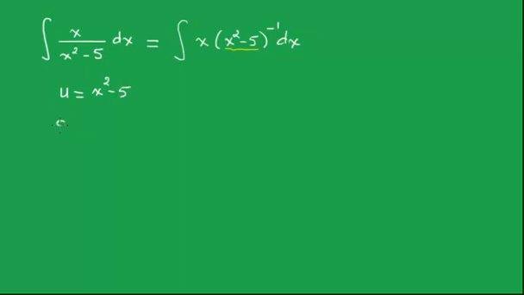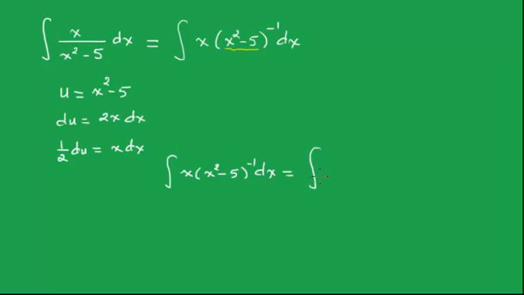Now here we take du, which is 2x dx. We can divide both sides by 2, so 1/2 du equals x dx, so that our original integral, x times (x squared minus 5) to the power of negative 1 dx, can be rewritten as (x squared minus 5) to the power of negative 1 times x dx.